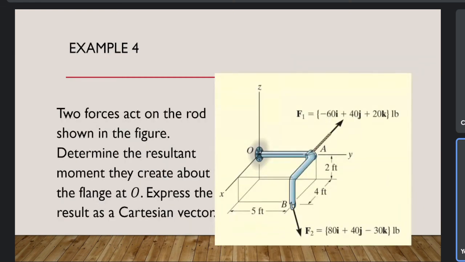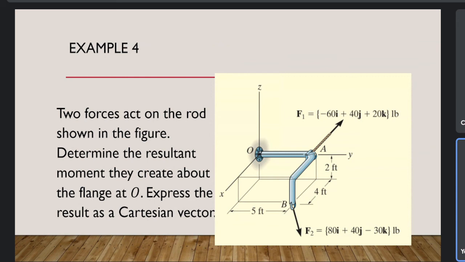Next, we have example number 4. In this example number 4, two forces act on the rod shown in the figure. You need to determine the resultant moment they create about the flange O, and you need to express the result as a Cartesian vector.